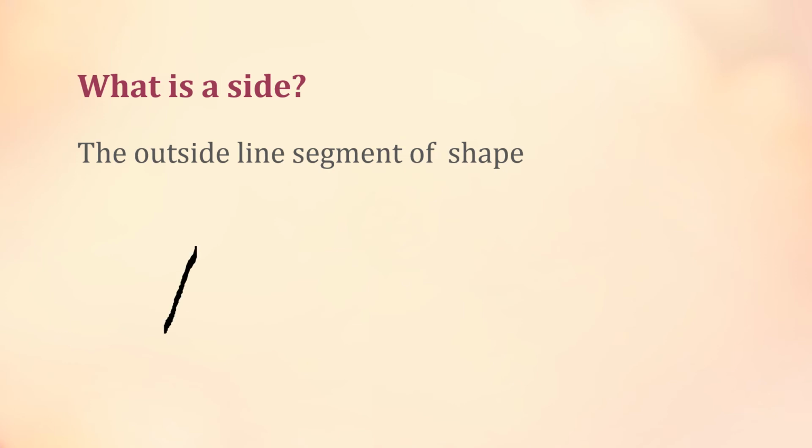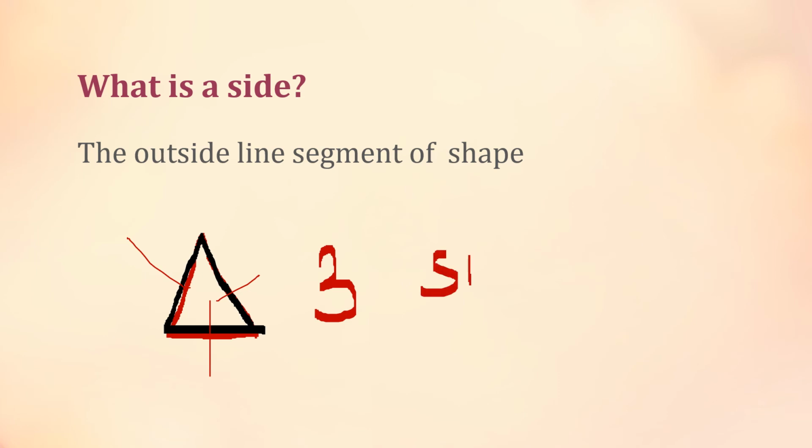So if we look at this shape, a triangle, we are going to be looking at how many sides it has. So we know that the sides are the outside lines. So let's see. We know this is 1. This is another one, 2, and 3. So we could say that this triangle has 1, 2, and 3 sides. So let's write it down. So let's write 3 sides.